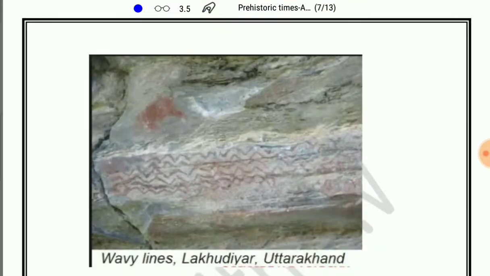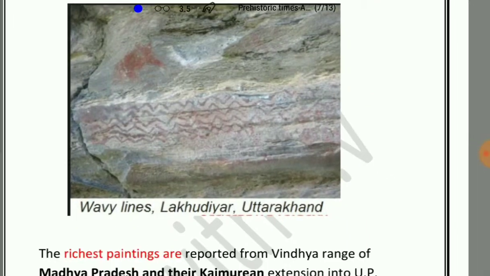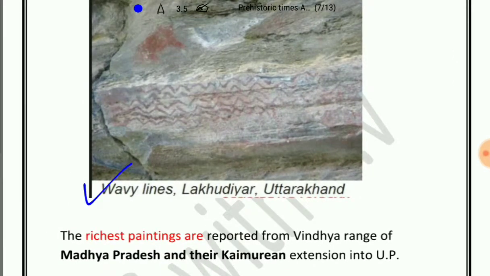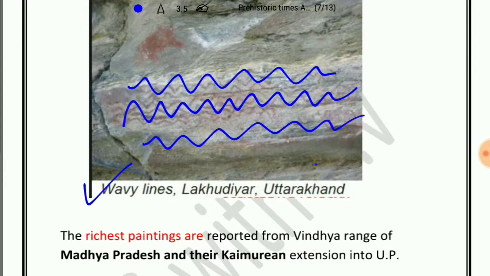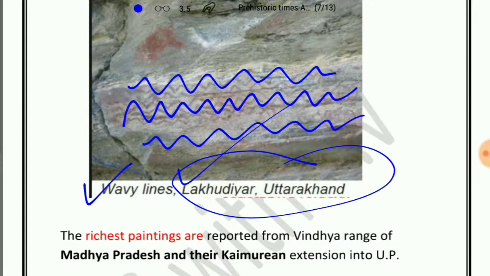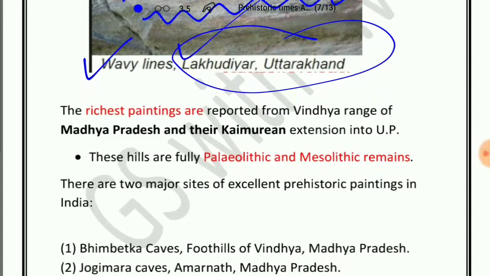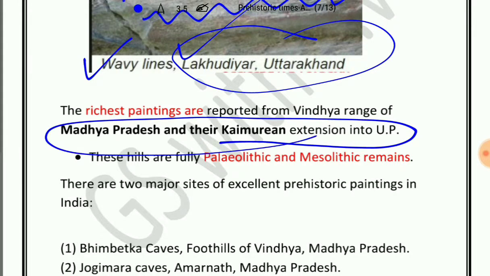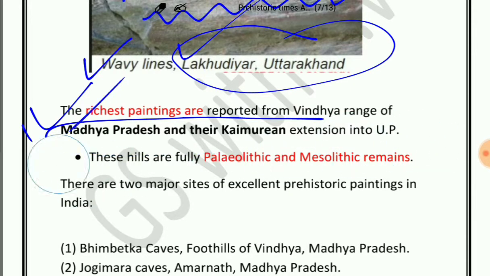And if we look at the other painting, the feature we were discussing, the wavy lines, see, like this, the wavy lines are present on the rocks. This is also one of the prominent features of the early rock paintings found in Lakhudiyar. The richest paintings which evolved are reported from the Vindhya range of Madhya Pradesh and the Kaimurian extension into UP. These hills have Paleolithic and Mesolithic remains.